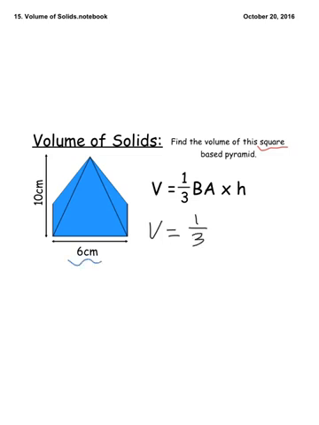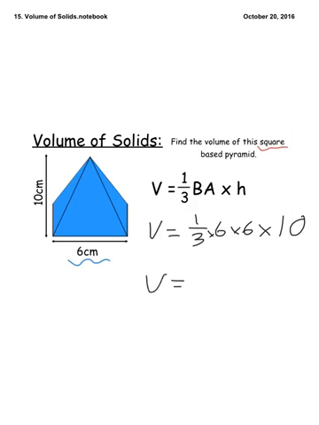Now the base is 6 centimeters wide, which means it's also going to be 6 centimeters long because it is a square-based pyramid. And we know that a square has the same side length on each side. So our base area is going to be 6 times 6 because to find the area of a square, we do length times breadth. Multiplied by the height, which is 10. Volume equals 1/3 times 6 times 6 times 10.